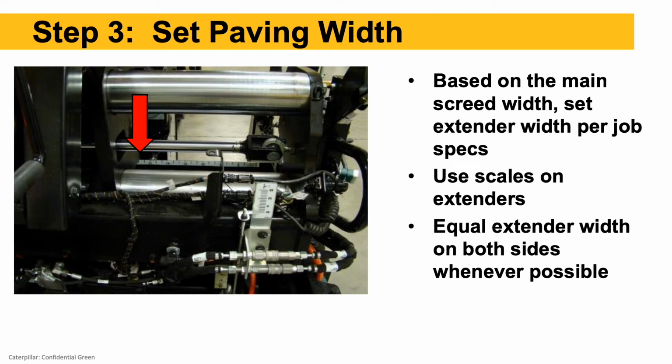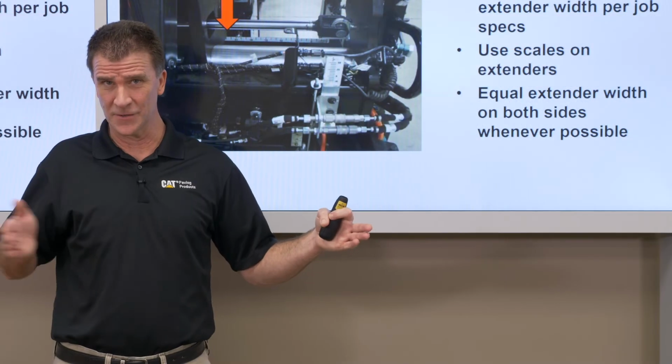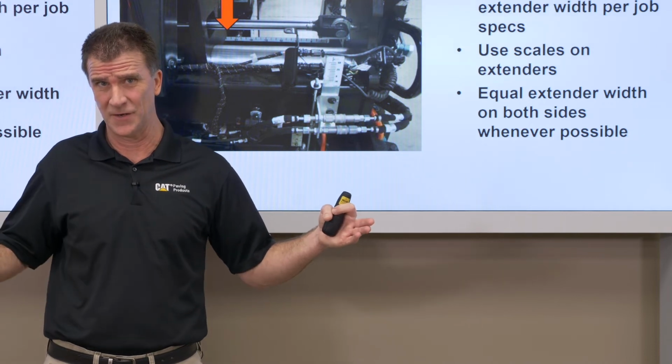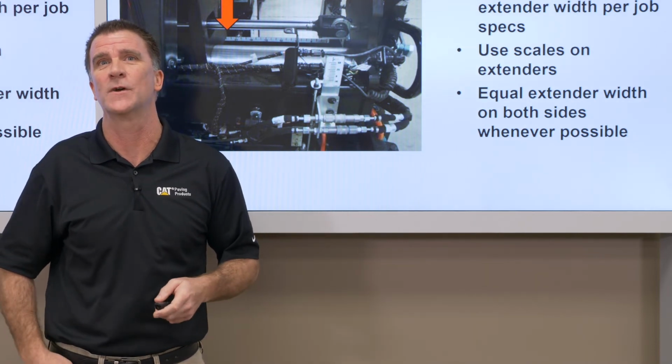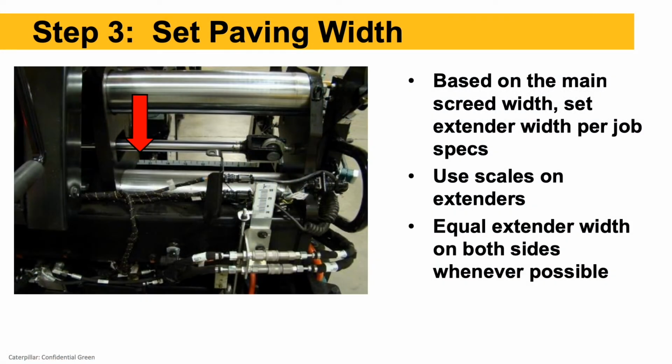So step 3, screed still off the ground. Now we're going to set our paving width. On our hydraulic extendable screed, for example, if we had a 10-foot wide main screed and I want to pave 13 feet wide, ideally I want to put a 1.5 foot extension on the left side, 1.5 foot on the right side, and do equal extension on both sides. Sometimes we can't do that because we have a shoulder break or different things, so I may have all the extension on one side to achieve my paving width. But whenever possible, equal extension on both sides.